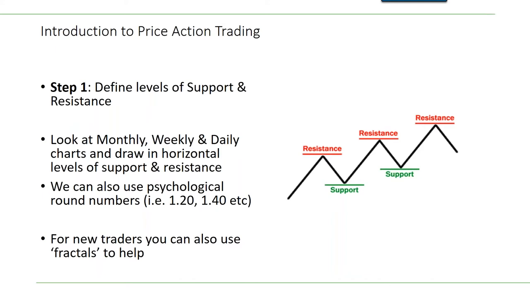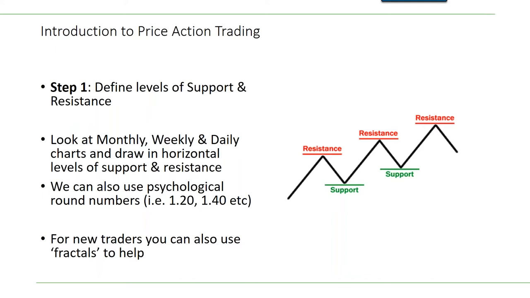Step one, ladies and gentlemen, let's start by being very simple and defining levels of support and resistance. How do we do it? Very simply, we look at the monthly, the weekly, and the daily charts and start to draw in horizontal levels of support and resistance. And there's my MetaTrader pinging away in the background. I'm going to explain it here, and then we'll do a little bit of time at the end to quickly go through having a look at it on the actual platform.